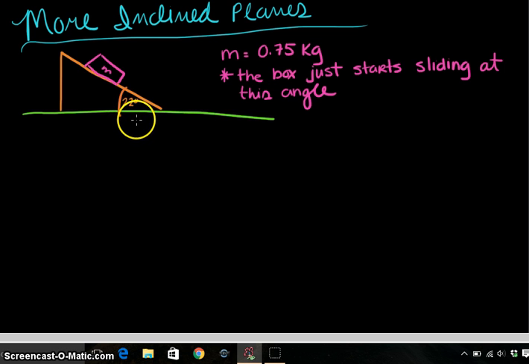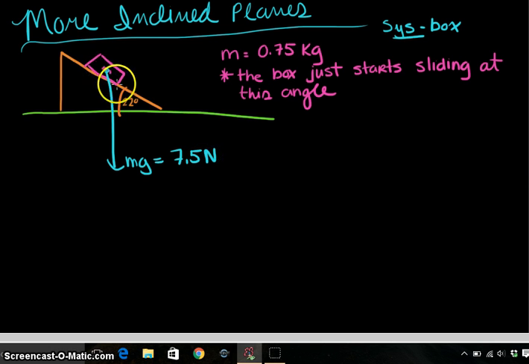So if we think about that, what does that really mean in terms of forces? If I consider the system to be the block, or the box here, I know that I have a weight force equal to 7.5 newtons. I know that my normal force will be perpendicular to where these two surfaces meet, so my normal force is somewhere up here.